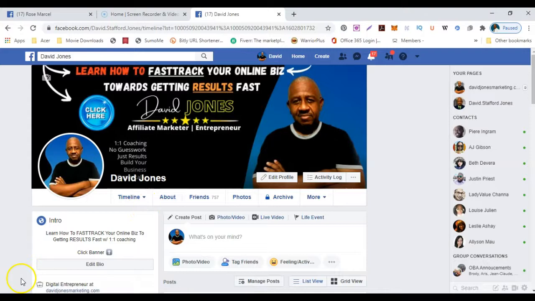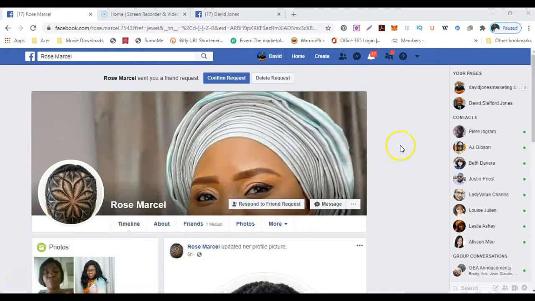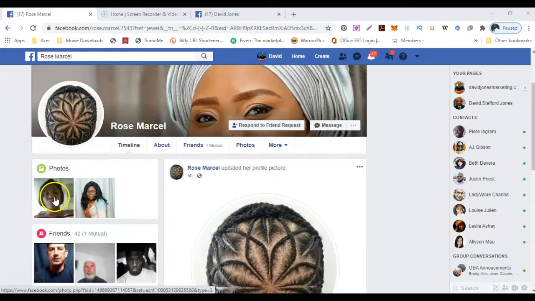Let's take a look. Now here I'm getting a friend request from someone called Rose Marcel. We have a picture of her here. At least we have a picture of her headgear and her eyes. In the profile picture, we see a pattern of what looks like a hairdo. So this is the top of someone's head. We have two photos up here, two different people, as you can see.